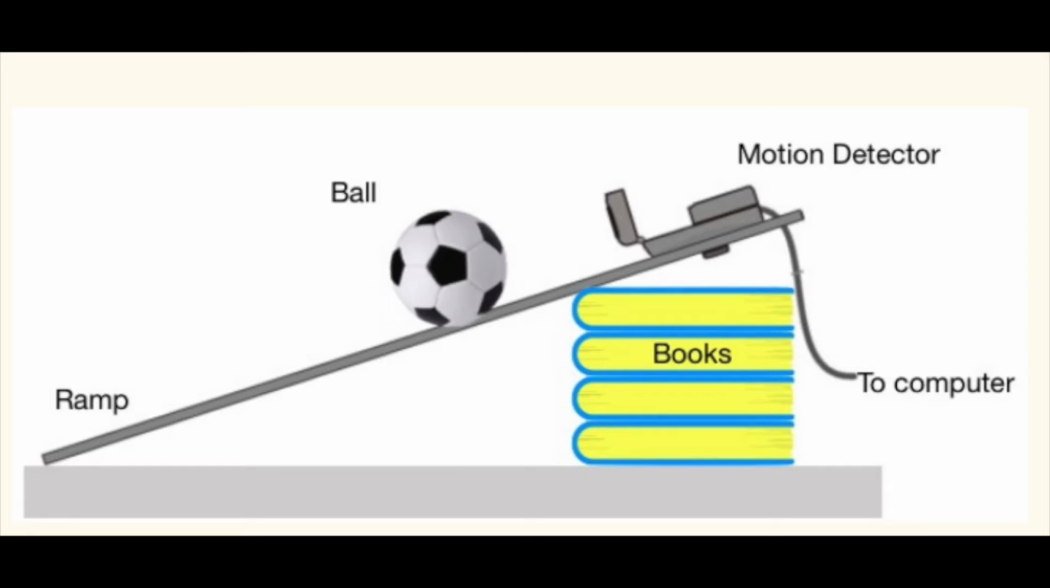The ramp setup should look something like this, with the motion detector at the top and the ball on the ramp. Let's think a little bit about what the speed of the ball is at the top of the ramp compared to the bottom, and that change in speed that's going to happen. That really is going to be the acceleration that we find. Let's take a quick look at collecting data with Logger Pro.